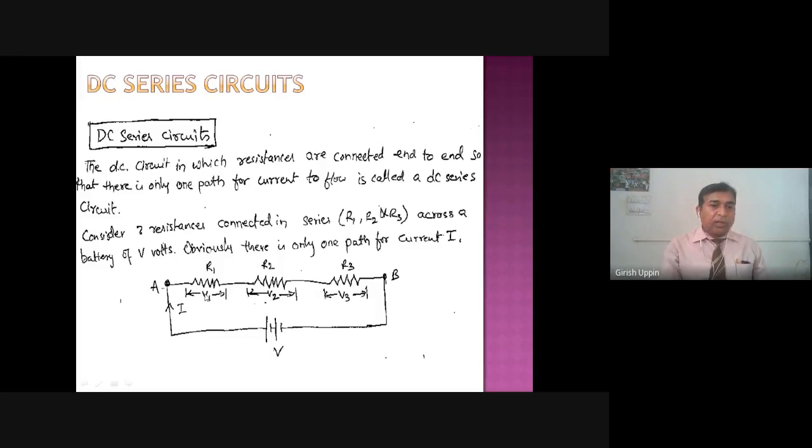Okay. In this particular example, we have 3 resistors connected in series. R1, R2, R3 are the resistances. They are connected across a voltage source having a voltage of V, which will result in a current I.